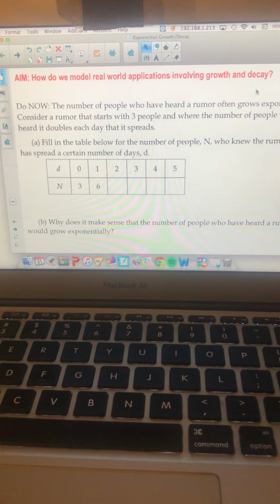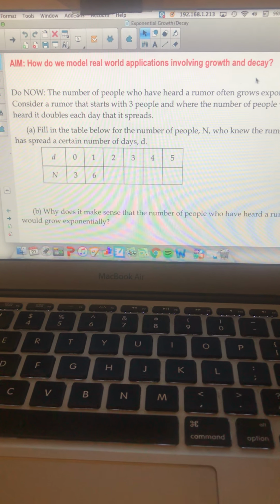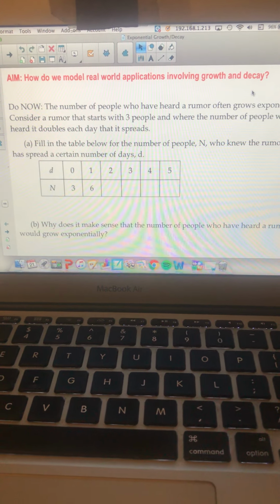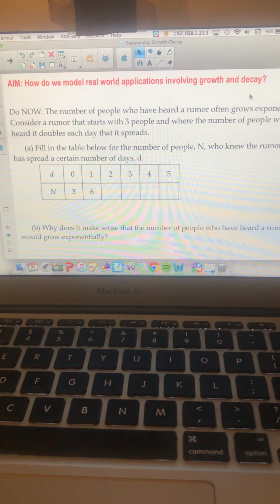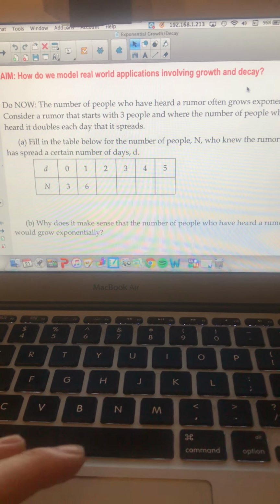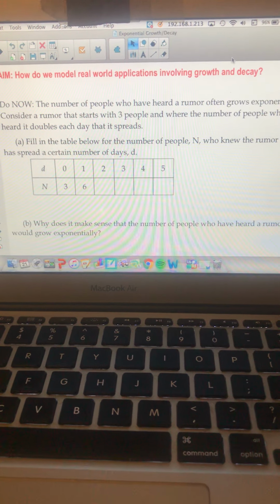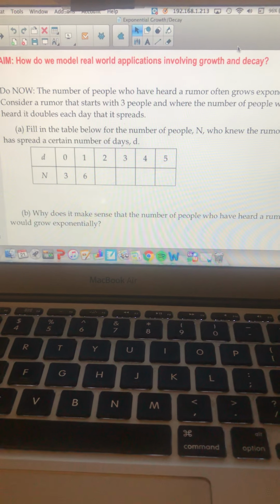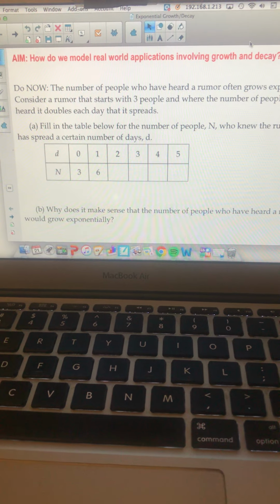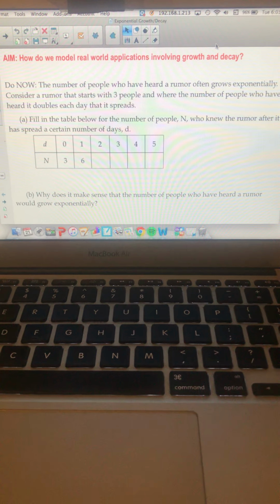So today we're going to focus in modeling real-world situations, your word problems, which are your favorite, involving growth and decay. So when I'm saying growth and decay, I'm talking about values that are increasing and decreasing. So let's go ahead and look at our do now.